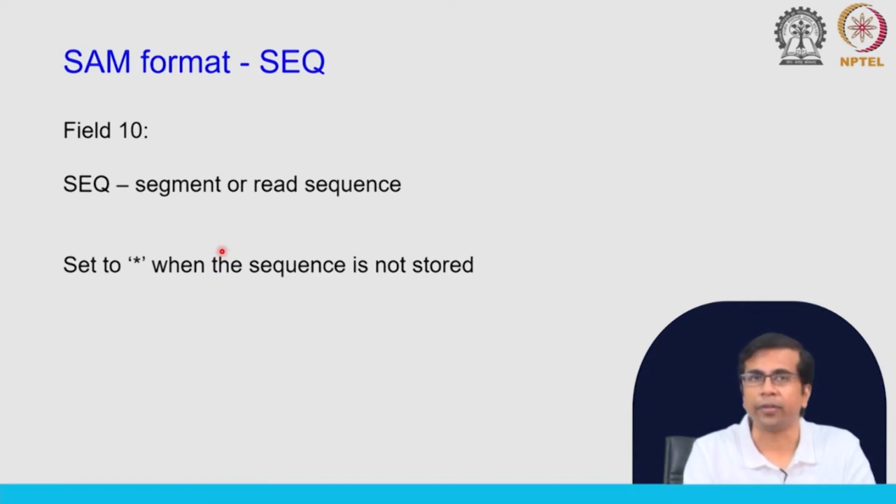So, the final two fields, field 10 and field 11. Field 10 is very simple, this is the segment or read sequence. The read that you are working with is your read sequence. Going back to the first part, when I mentioned everything is given with respect to the forward reference strand: if a read is mapping to the reverse strand, you will get the reverse complement sequence in this field. So, SEQ will give you the reverse complement sequence. You need to keep this in mind. If the sequence is not stored, this is set to star.